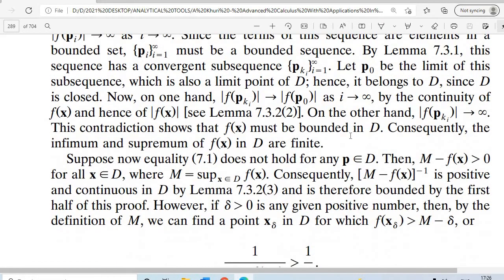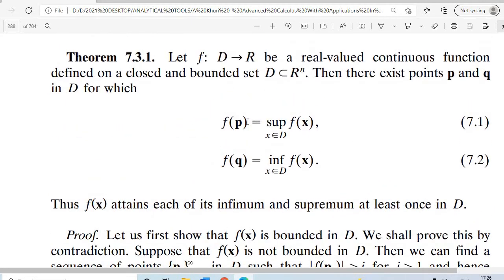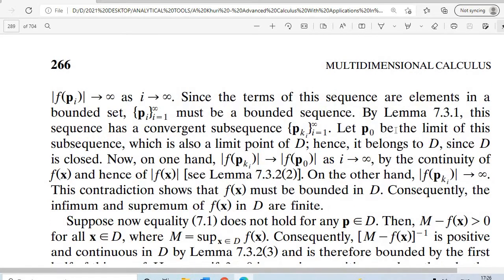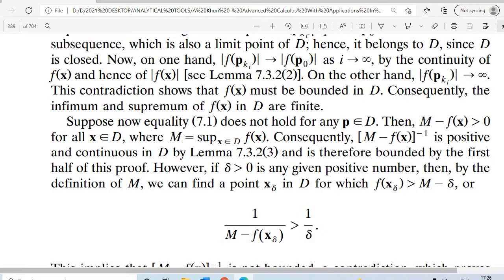There will be some other point which attains the maximum of the f of x value. So let it be m. This is the maximum value. If this is the maximum value, it should be equal to the supremum of f of x. If this is not possible, that is f of p is not equal to the supremum of f of x, there will be some other point, and corresponding to that point, the function attains its maximum. So that maximum is denoted as m. So for all other points, f of x should be less than that m value.